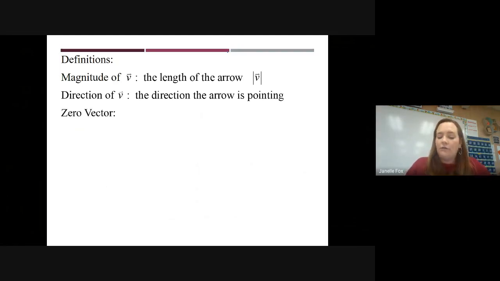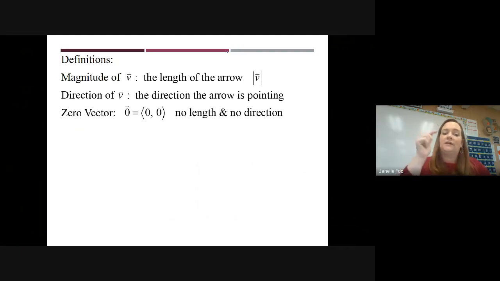There's something called a zero vector. It's just a vector that doesn't do anything. So if you put a 0 with the vector symbol on top and you write ⟨0, 0⟩, it has no length and no direction.